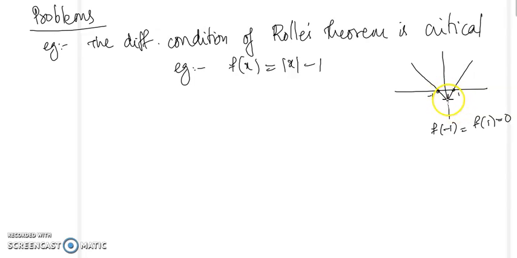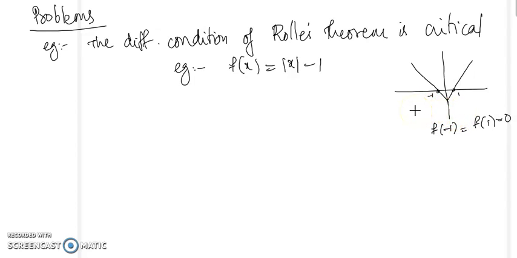This point is not differentiable. So here you can see that the slope is not defined at the point. Here you have a vertical tangent line. So in this case there is no horizontal tangent line in the interval minus 1 to 1. This is the case where the differentiability condition fails. So in this case the Rolle's theorem does not hold.